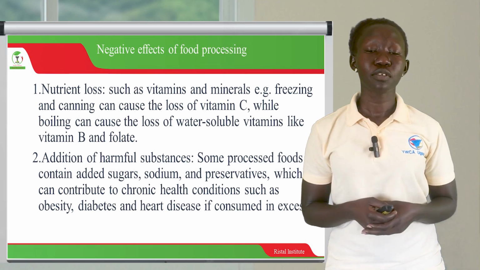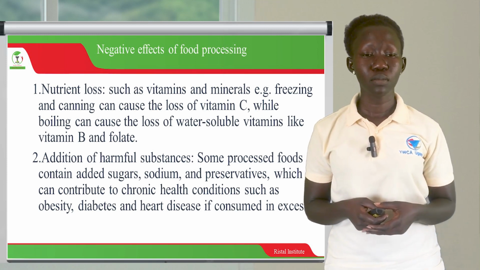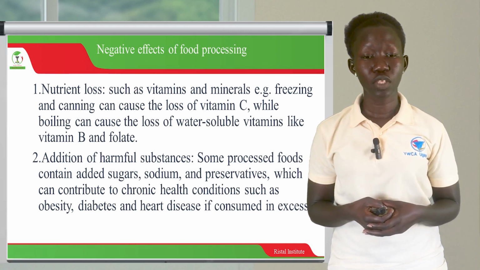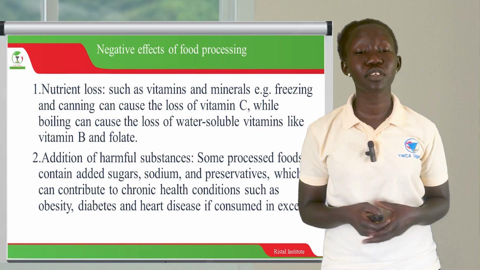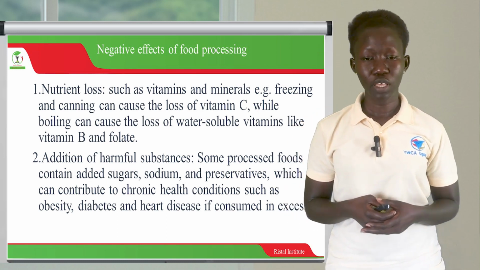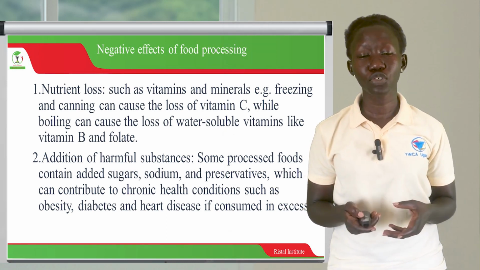Addition of harmful substances to the food. As you process the food item, they usually add some other ingredients. They add sugar, sodium, and preservatives. These ones can cause and contribute to chronic health conditions, for example, obesity, diabetes, and heart disease if consumed in excess.